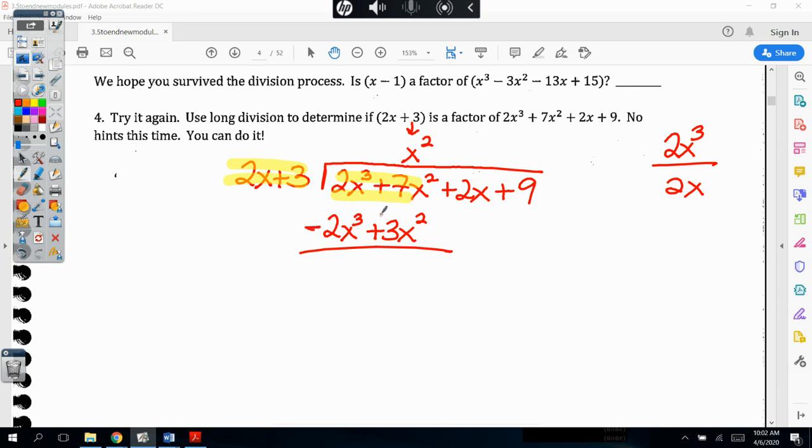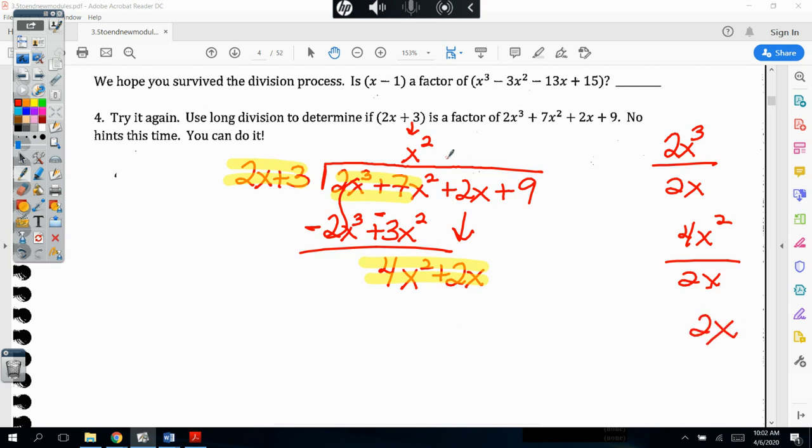Subtract all the pieces or change all the signs. This will be gone. 4x squared, drop the plus 2x, and repeat the process. How many times does 2x go into 4x squared? So now I have 4x squared divided by 2x. I am in the x column, so I should get an x, and I get a 2x that goes in there 2x times, and that's positive.